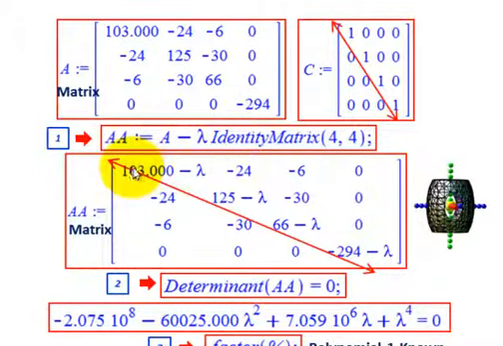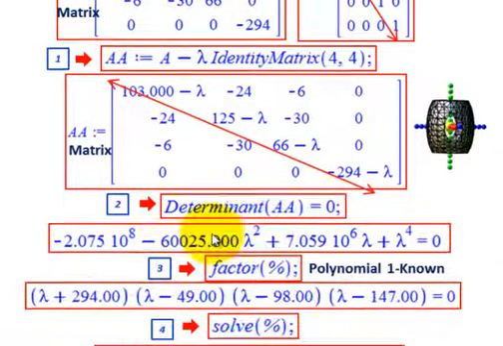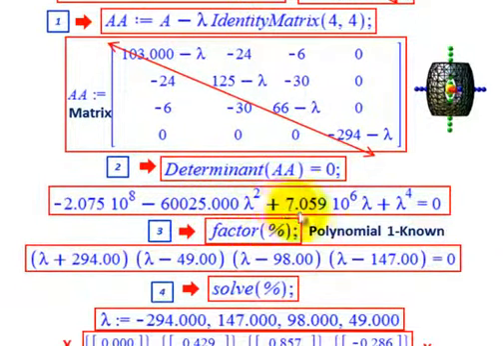And what you're going to do here, you're going to come up with this new matrix AA. So let's just look at it. The 103, that first squared term, minus lambda, then 125 minus lambda, 66 minus lambda, and then the last term, minus 294 minus lambda. So you call out, in this case, a determinant of your AA matrix, where you got your lambdas fitted in. You set that equal to 0, and then you're going to come up with a polynomial.